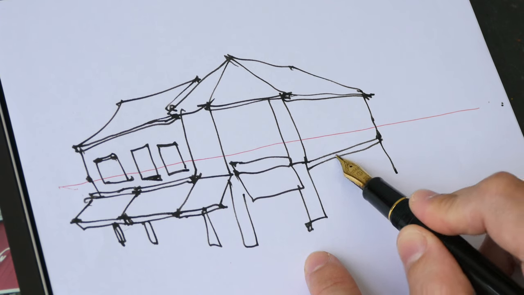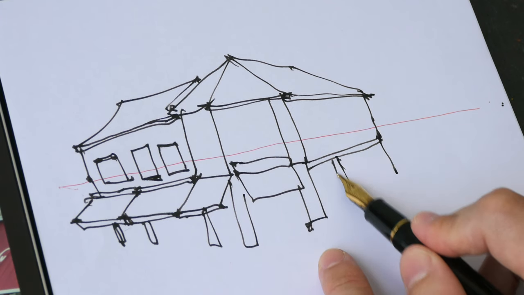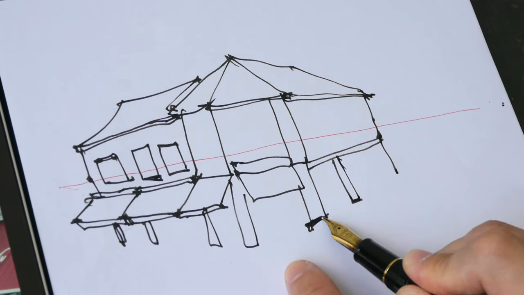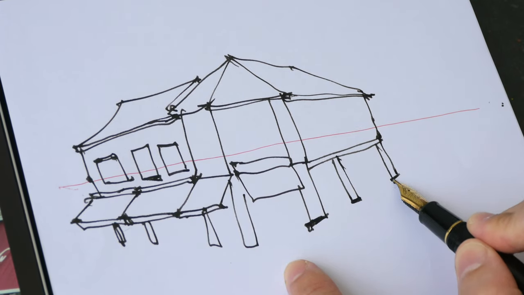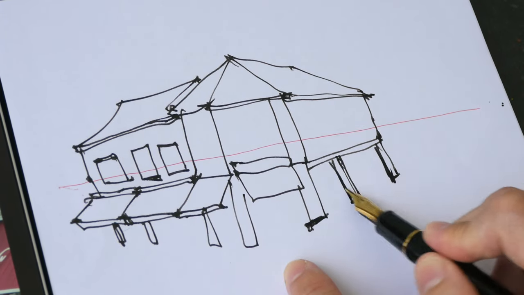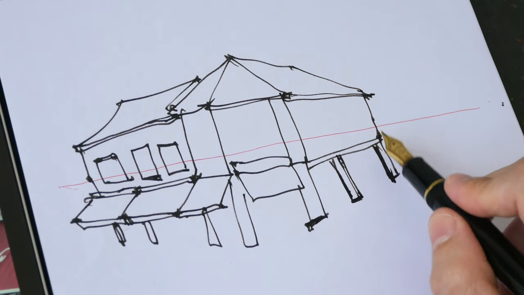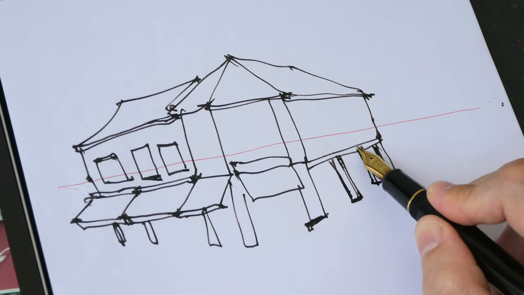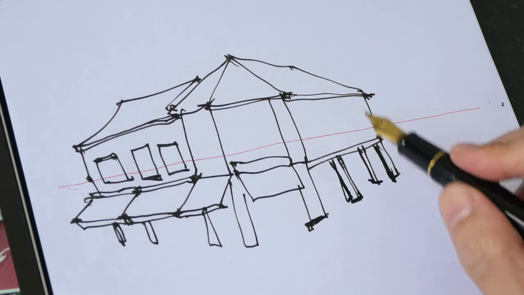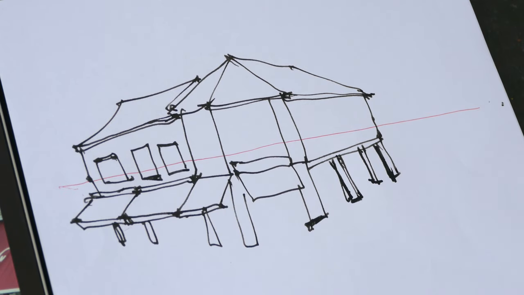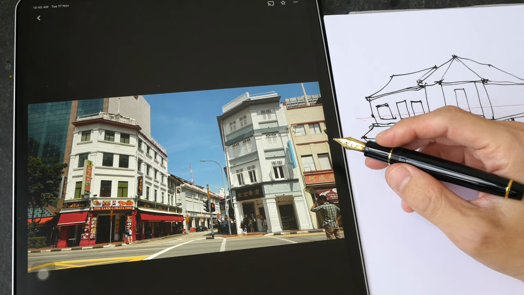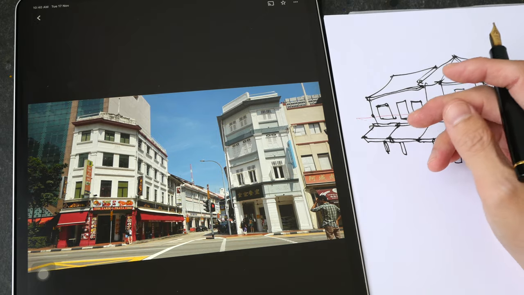And the bottom of the buildings, the bottom of the pillars here, they will go to the vanishing point as well. So that's what I usually think of when I'm drawing. Where is the horizon line and where is the vanishing point? Here's another photo, one that I've probably used too many times.